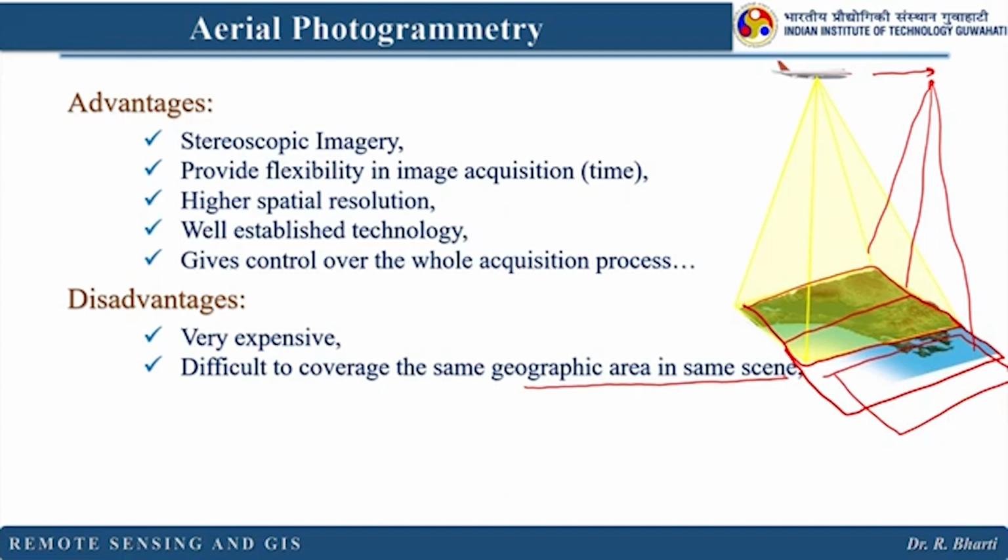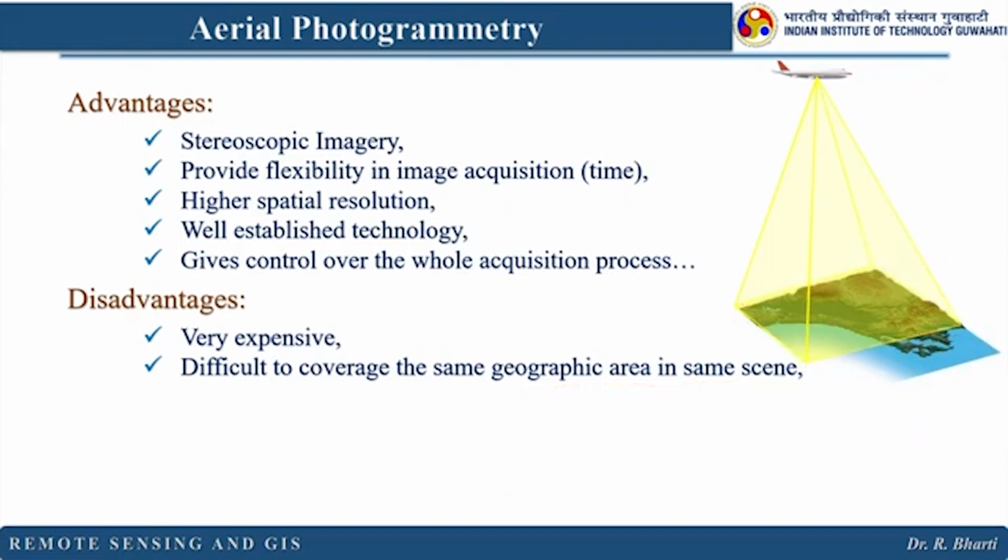And one more thing, you may want to capture this particular area in your first scene, but depending upon the altitude and the FOV you are using, maybe the first scene may cover only this much area, right. So, this particular object can be captured in two images, not in one. So, that is again another limitation of this aerial photogrammetry.